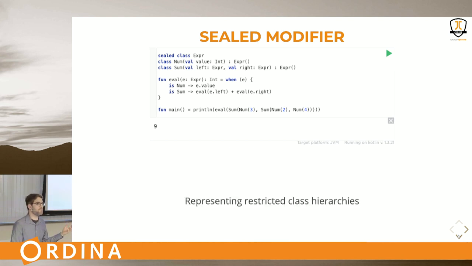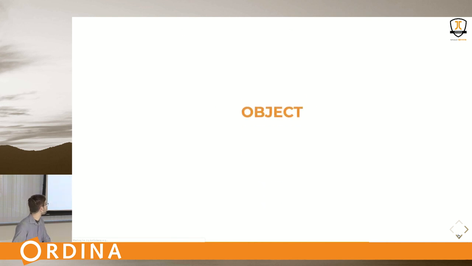And it also points out again that if you use an expression, you have to have a result for your expression every time. So then you can restrict your class hierarchy, and it must be within the same file. Okay, then we still have object. I'm going to fly through.